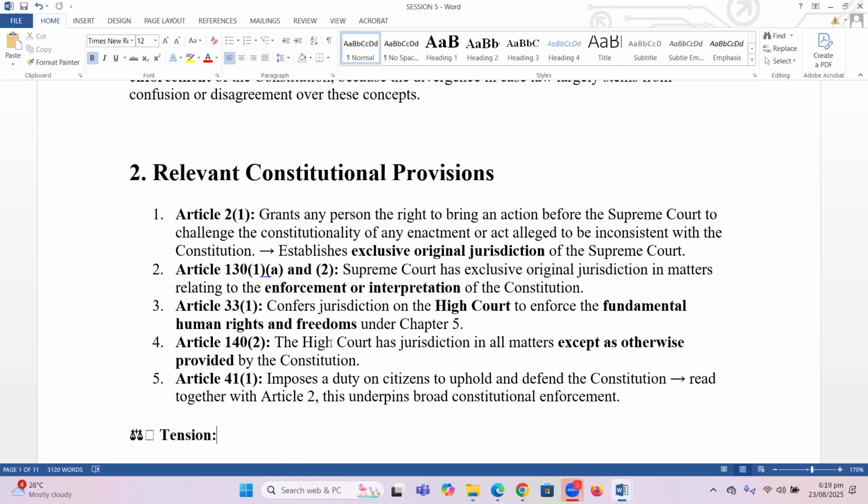Again, as we have quoted not long ago, Article 33, Clause 1 says that the High Court has jurisdiction to enforce fundamental rights and freedoms under Chapter 5. Now let's remember that fundamental human rights is part of the Constitution, okay? Then Article 40, Clause 2, that the High Court has jurisdiction in all matters, except as otherwise provided by the Constitution. And of course, we know Article 41 and then Clause 2, which confers the power on anyone who would like to enforce the Constitution to go to the Supreme Court for that to be done.